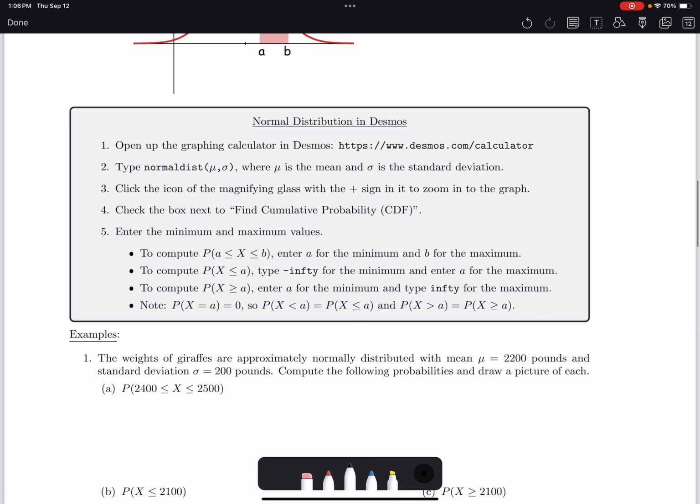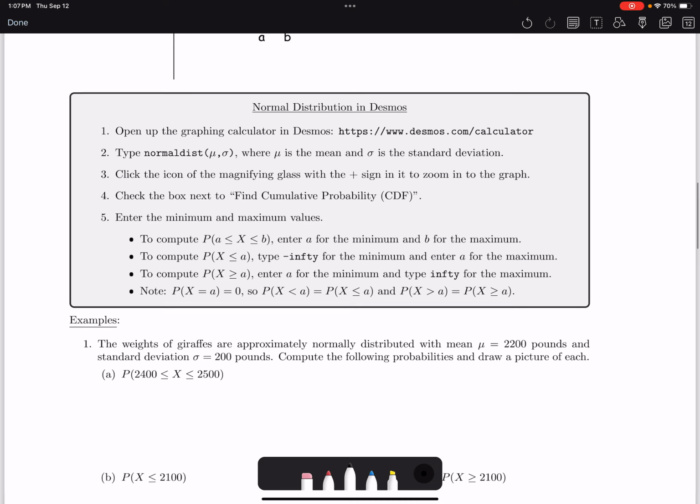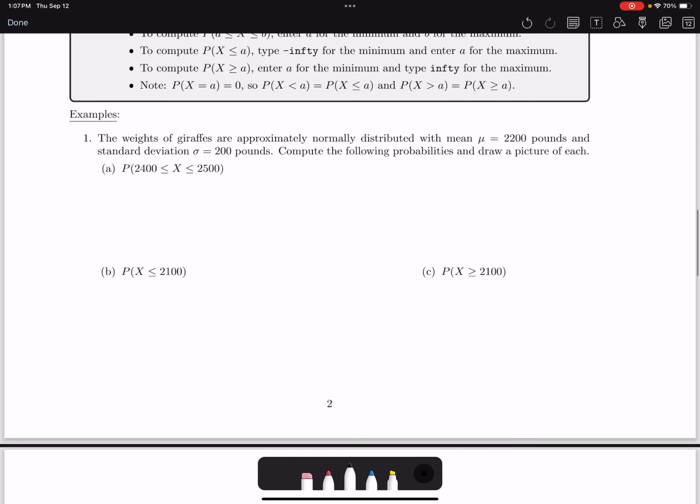Here's how we do this in Desmos. This is similar to the way the binomial distribution works in Desmos. We open up the Desmos graphing calculator, and then instead of binomial dist, we're going to type in normal dist. And of course, we're not going to type in literally the Greek letter mu. We're going to type in whatever the mean of the distribution is, and instead of sigma, whatever the standard deviation is. And then we'll follow similar steps to what we did when we were computing binomial probabilities. So let's just take a look at some examples.